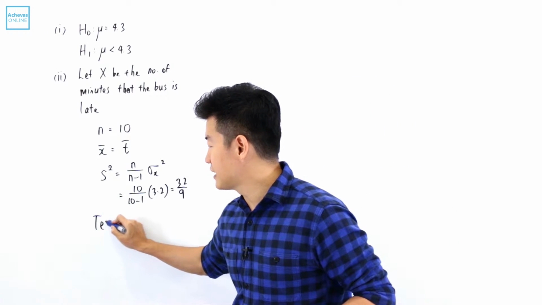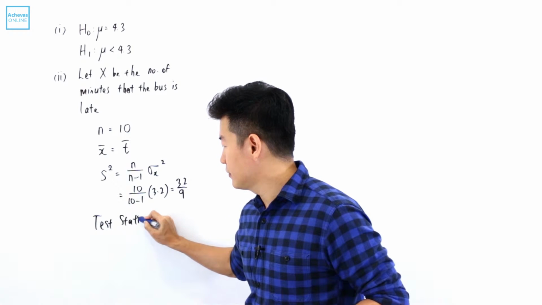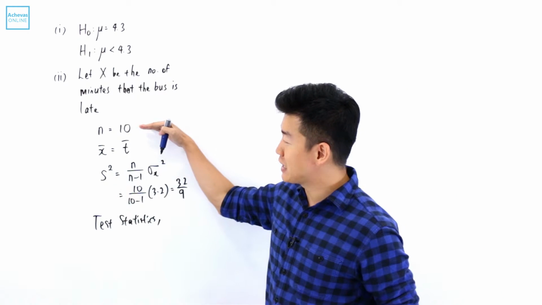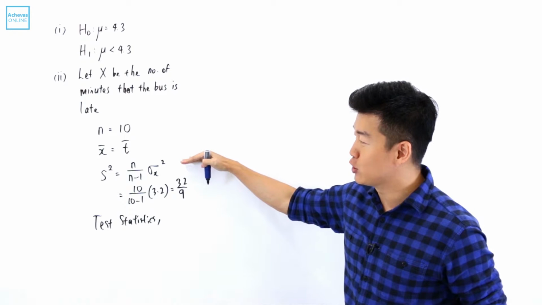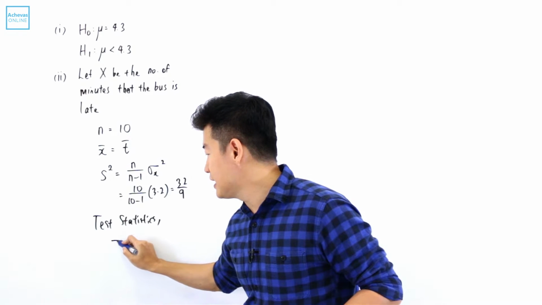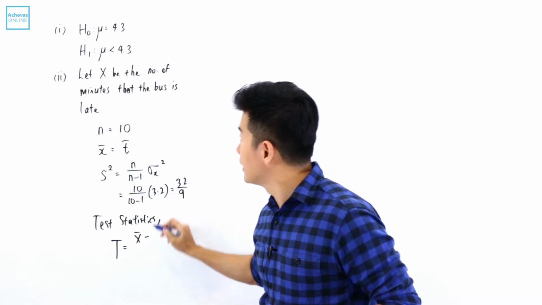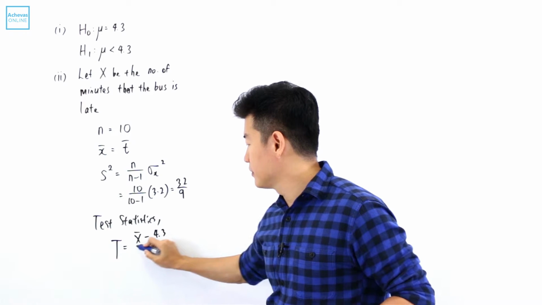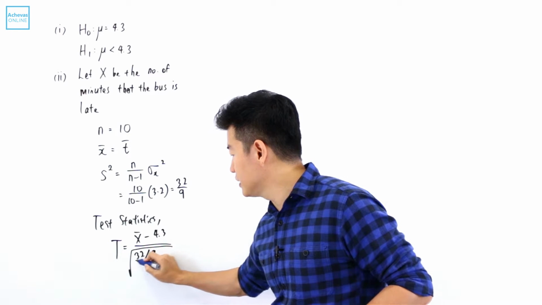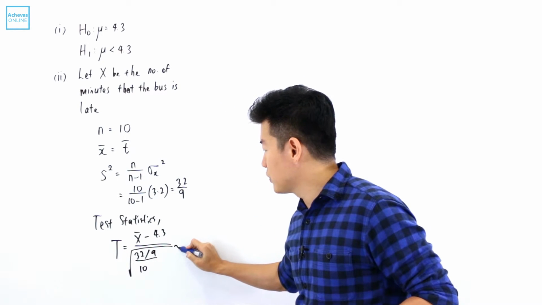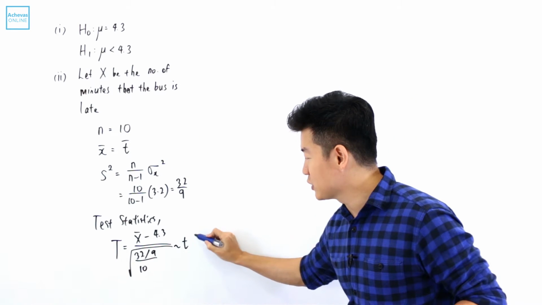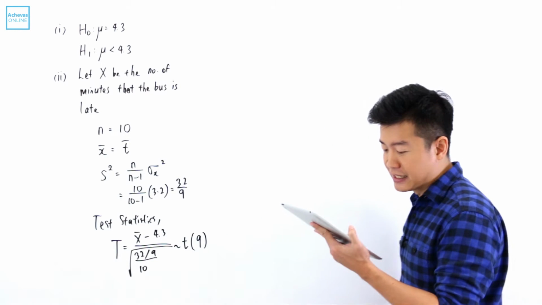I'm going to write down the test statistic. My test statistic here is going to be a t distribution. Why? Because n is small and the population variance is unknown. That is why we are using the unbiased estimate of the population variance. And t is just x bar minus 4.3 divided by square root of 32 over 9 divided by 10. And this will follow a t distribution with a degree of freedom of n minus 1, 10 minus 1, so a degree of freedom of 9.